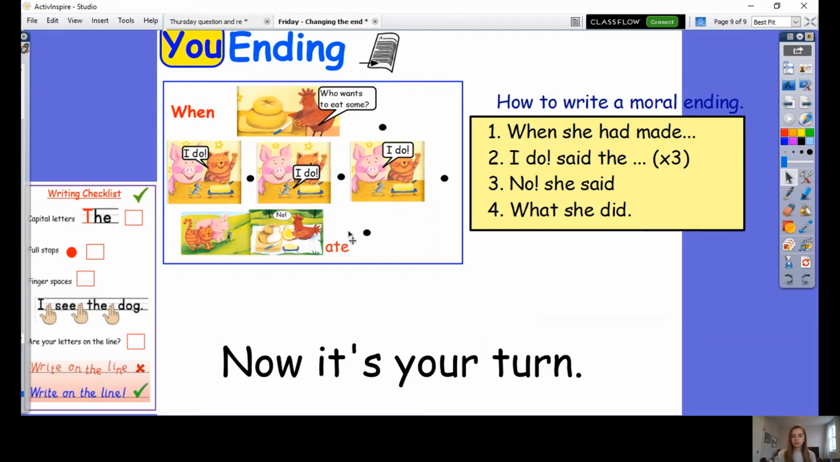But I think we're all ready to write the ending. So I'm going to ask you to pause the video, and you have 15 minutes to write your ending. Make sure you upload your work onto Seesaw for your teachers to see your fantastic writing. Off you go.